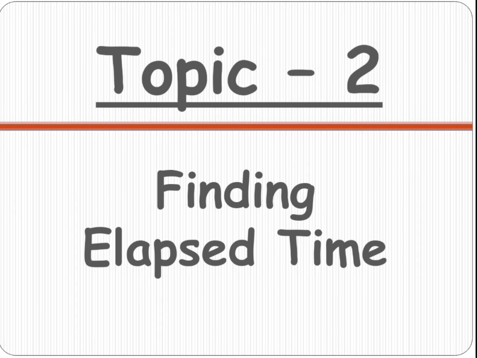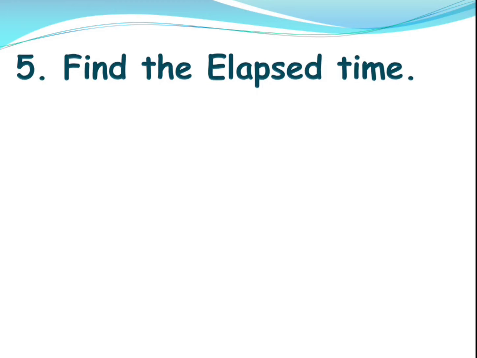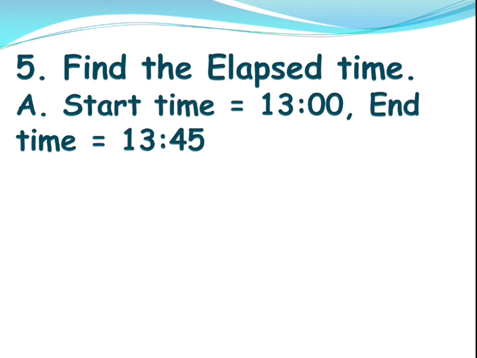Okay, children, now let's see the sums in this. So find the elapsed time. Okay, so the start time is 13:00 and end time is 13:45. Okay, that means you have started at 13, that means 1 p.m. in the afternoon, and the work ended at 1:45 p.m. That means in between how many minutes? Only 45 minutes. So this 45 minutes is your elapsed time.